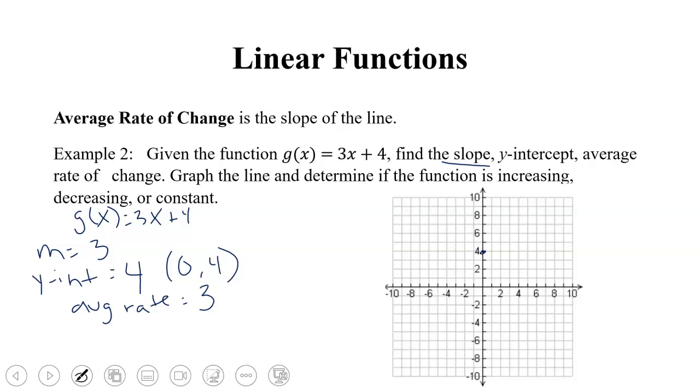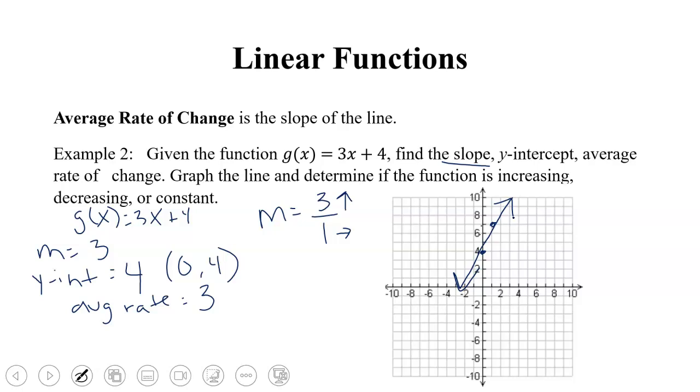Now we are going to do our slope. Our slope we said is 3. We need to make it a fraction, 3 over 1. So my 3, am I going to go up or down? Positive 3, I'm going to go up 3 and over 1. So 1, 2, 3 and over 1, plot your point, and then draw your line.